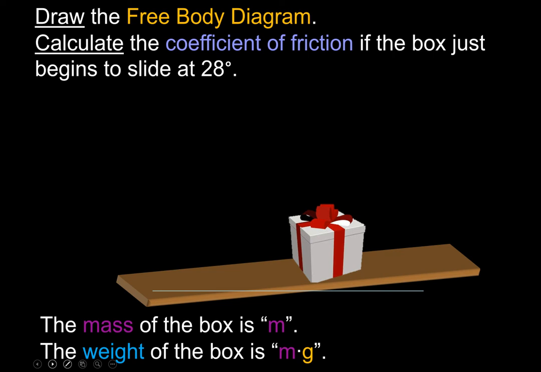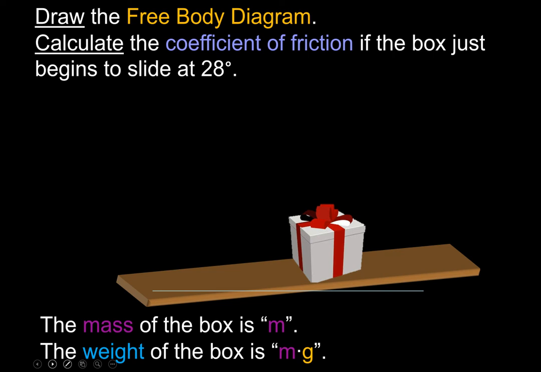So I want you to draw a free body diagram, and calculate the coefficient of friction if the box just begins to slide at an angle of 28 degrees. The mass of the box is m. The weight of the box is m times g. Hint, I'm taking away numbers now. No more numbers. We're just using variables.